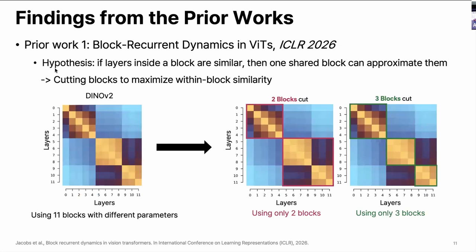Based on this finding, they try to cut the transformer depth into a small number of blocks. The idea is to group similar layers of the transformer. For example, instead of treating all 11 layers as independent, they divide them into 2 or 3 recurrent blocks. This is to check the hypothesis: if layers inside the block are similar, then maybe one shared block can approximate them.